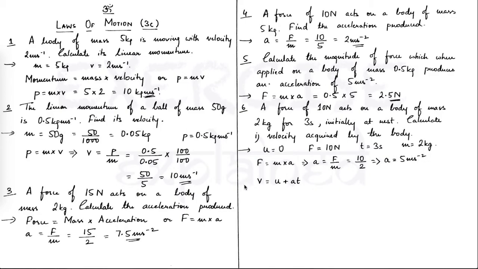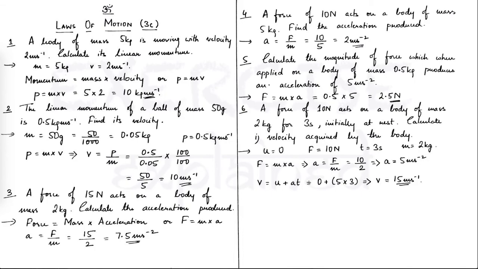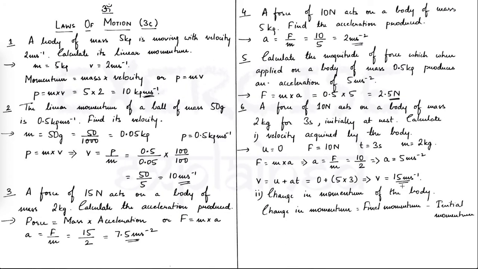Now we have got the acceleration to be 5 meter per second square. Now I would be using the formula v is equal to u plus at, that is final velocity is equal to initial velocity plus acceleration into time. So I just substitute the value. Initial velocity was given in the question, at rest, initially at rest. So u will be equal to 0 plus acceleration, we found it out to be 5 meter per second square, and time happens to be 3 seconds. So I get it as 5 into 3. So final velocity is 15 meter per second. So the velocity acquired by the body happens to be 15 meter per second.